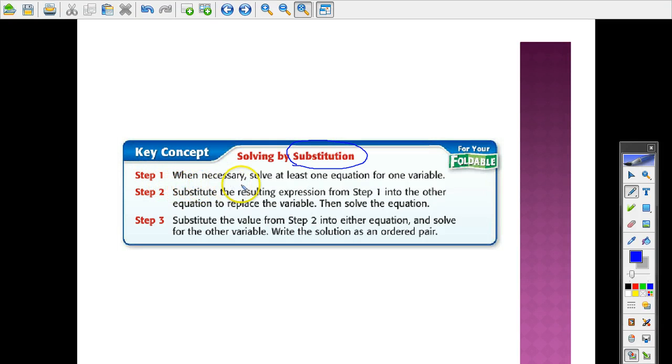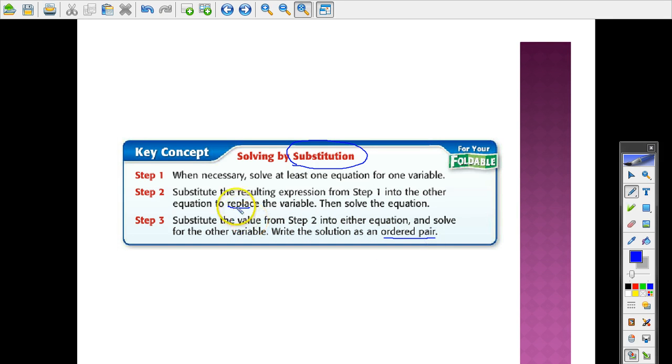When necessary, solve at least one equation for one variable. Substitute the resulting expression from step 1 into the other equation to replace the variable. Then solve the equation. Substitute the value from step 2 into either equation and solve for the other variable. Write the solution as an ordered pair.